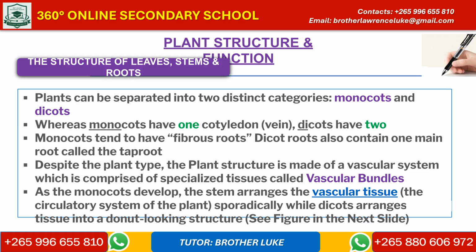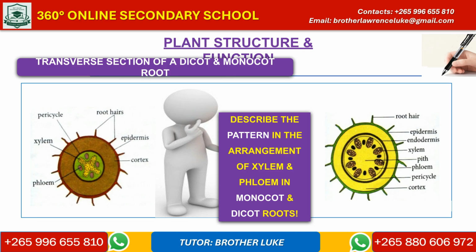Both types have a vascular system made of specialized tissues called vascular bundles, though their arrangement varies between monocots and dicots, as seen in the next slide. Observe the transverse sections of dicot and monocot roots. Consider the arrangement patterns of the xylem and phloem. This arrangement is a key structural difference between these two plant types.